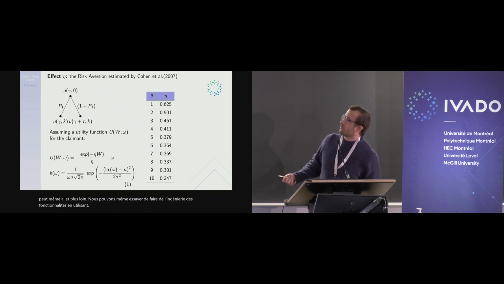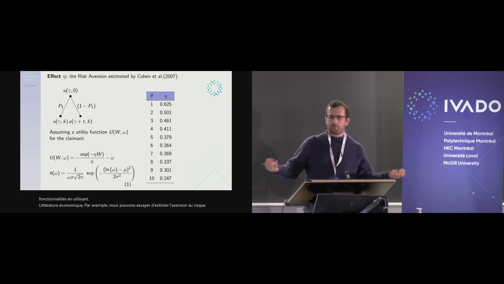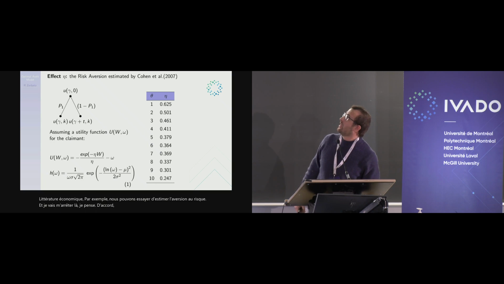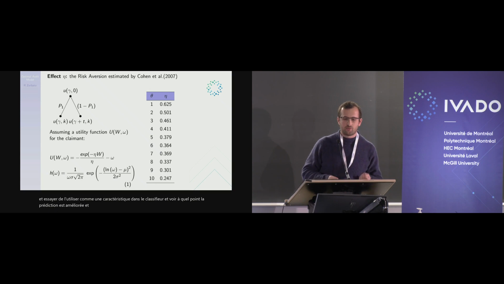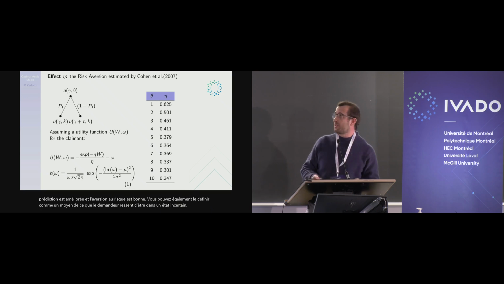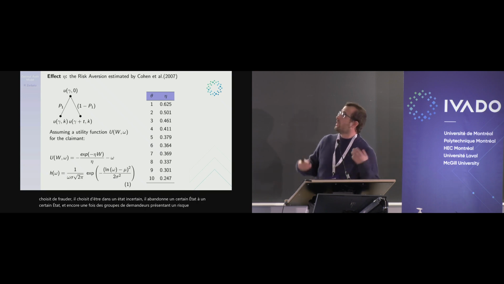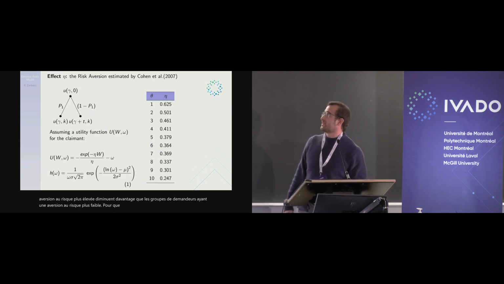For example, we can try to estimate the risk aversion and try to use it as a feature within the classifier and see how much the prediction is improved. Risk aversion you can define as how the claimant feels about being in an uncertain state. If he chooses to fraud, he chooses to be in an uncertain state; he relinquishes a certain state for an uncertain state. And again, groups of claimants with higher risk aversion are expected to fraud more than groups of claimants with lower risk aversion. So you can enhance the recommendation system further.